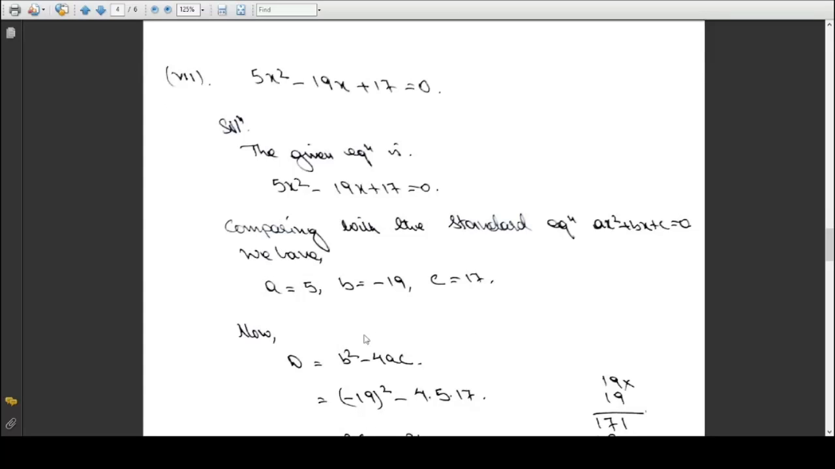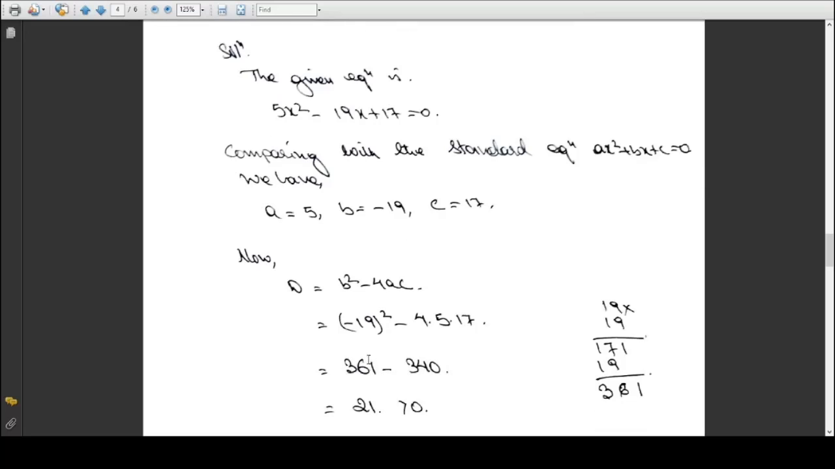Okay. Now the discriminant is given by this formula. B square. What is B? Minus 19. Therefore, square of minus 19, minus 4, A is 5, C is 17. Minus square is plus. 19 square, 361. 4 times 5 is 20. 20 multiply 17 is 340. And on subtracting, 361 minus 340, you will get 21, which is greater than 0.